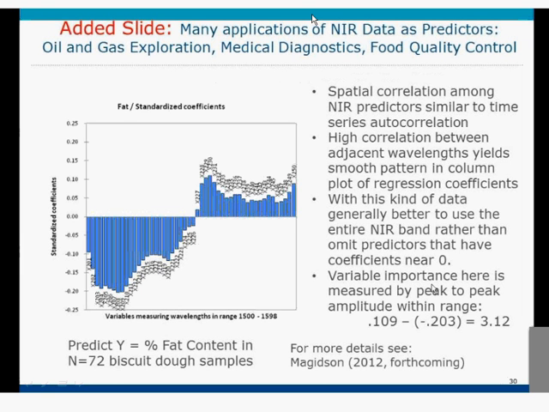Variable importance here is measured by peak-to-peak amplitude within a range. Rather than having a standardized predictor, where the further from zero, the more important the predictor, now we take a range of predictors and look at the peak-to-peak difference. In this case, plus 0.109, which is this peak, minus 0.203, which is this peak, gives us 0.312. That's the measure of importance for this range, and then we can compare that to other ranges as well.